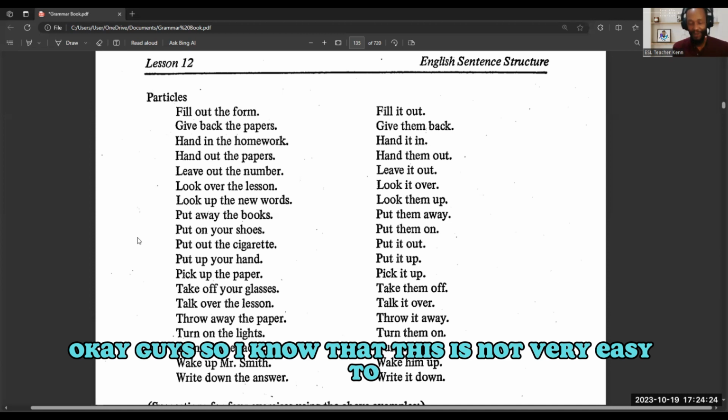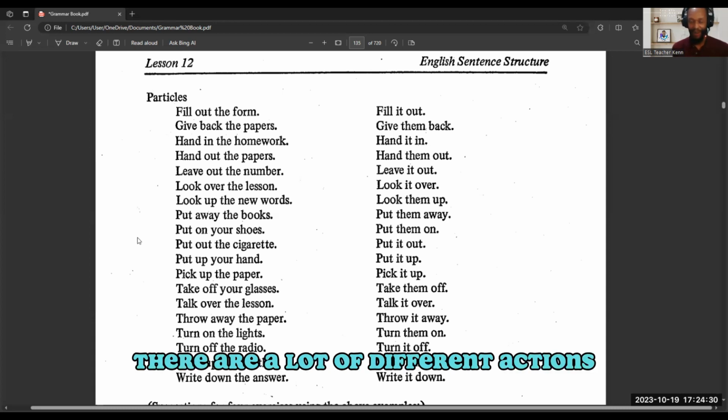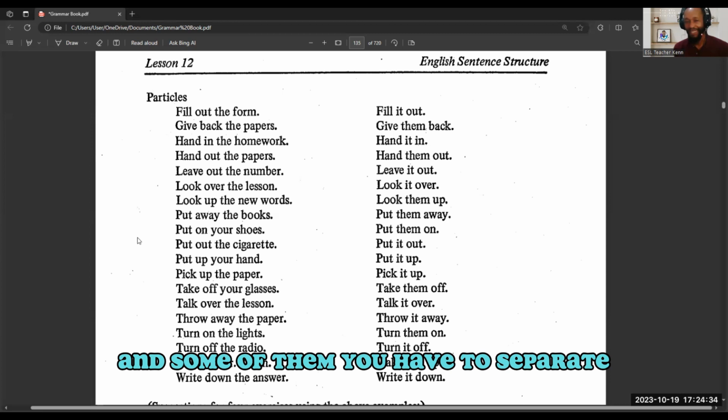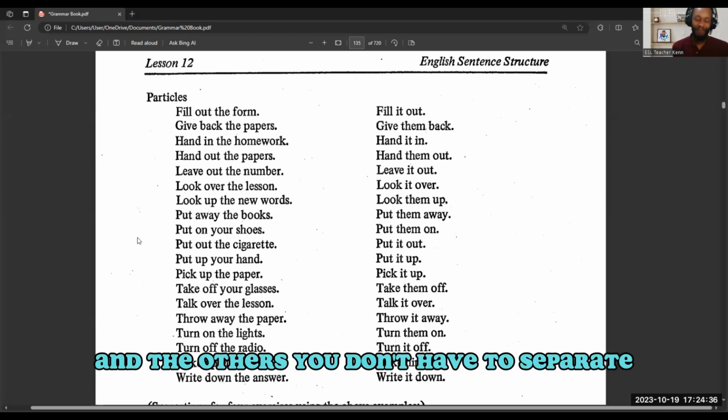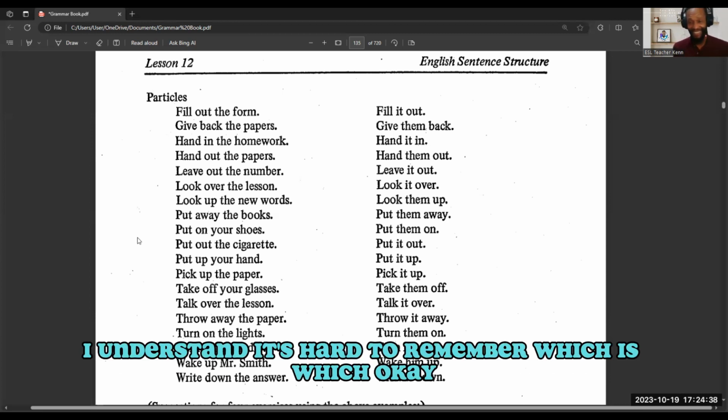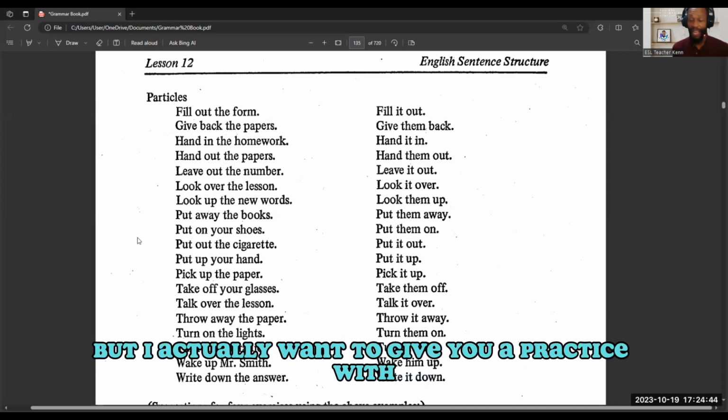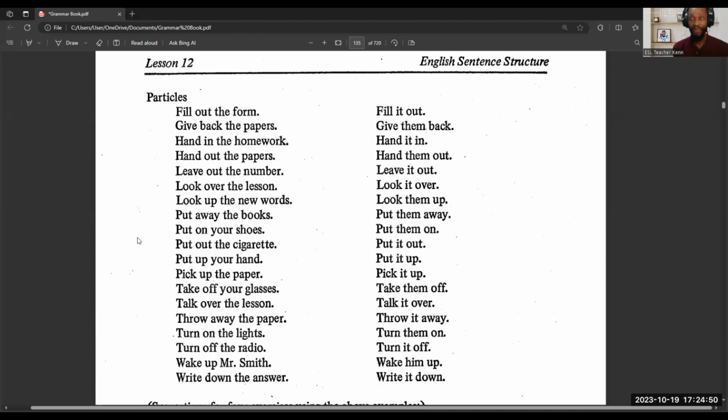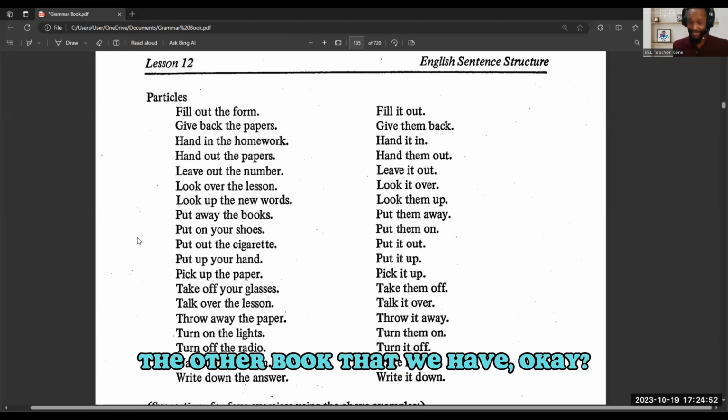Okay, guys, so I know that this is not very easy to remember, okay? There are a lot of different actions, and some of them you have to separate, and the others you don't have to separate. I understand it's hard to remember which is which, okay? But I actually want to give you a practice with the other book that we have, okay?